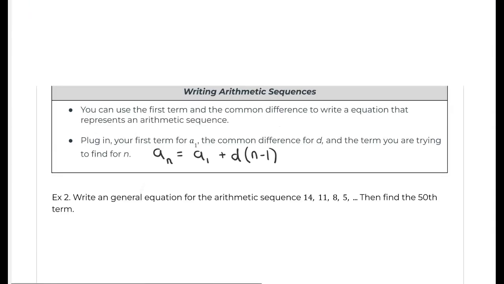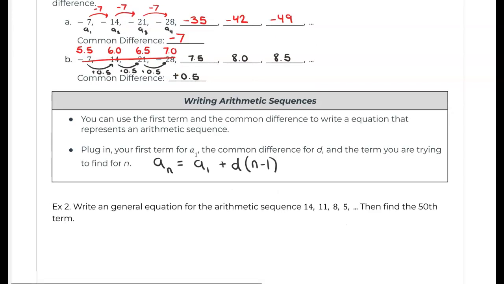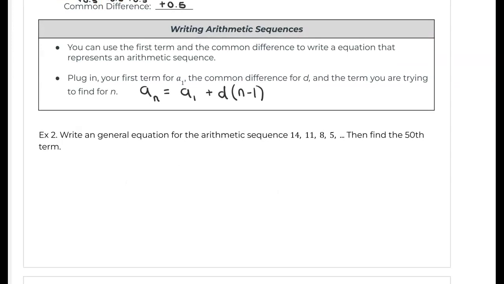So if I just go back up to this example, if we were doing -7, -14, -21, I would take -7 plus -7 times n minus 1. But we'll do this at the bottom with the new sequence. So we're going to write the general equation for the arithmetic sequence, then find the 50th term. When you say a general equation, that first means keep all the n's in there. So general equation means keep your n's.